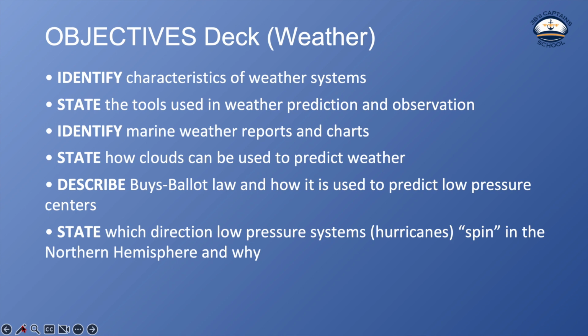In this video, we want to identify characteristics of weather systems, state the tools used in weather prediction and observation, identify marine weather reports and charts, state how clouds can be used to predict weather, describe Buys Ballot's law and how it is used to predict low pressure centers. State which direction low pressure systems, especially large systems like hurricanes, spin in the northern hemisphere and why.